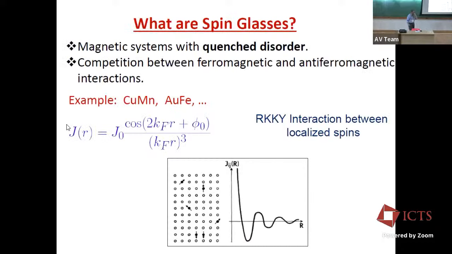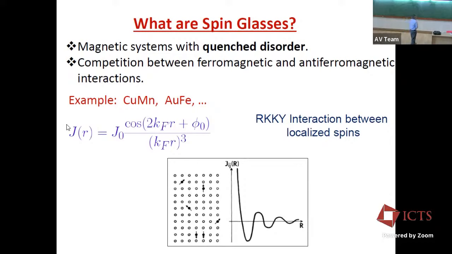Okay. So how many people have actually heard about spin glasses in whatever you have studied in your PhD courses or even MSc courses? Okay, not too many.